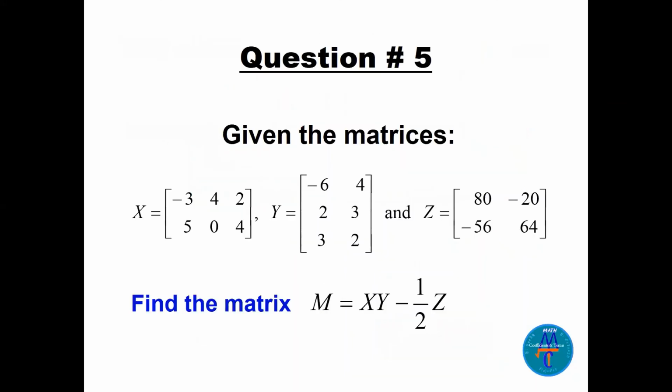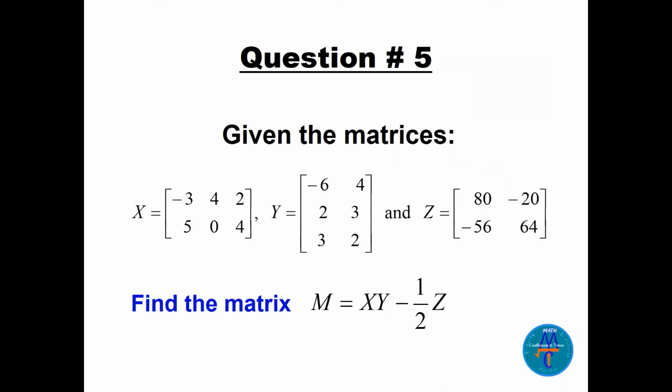Let's see the last question, which is not difficult, I think. We have X, 2 rows, so this is 2 by 3. Y, 3 rows, 2 columns. Z is 2 by 2. Let's find the matrix capital M, XY minus half Z. It's nice to practice on this before you see the answer, if you like.